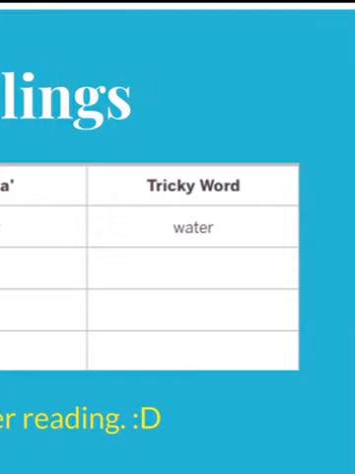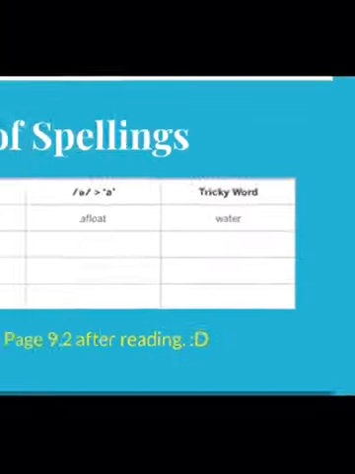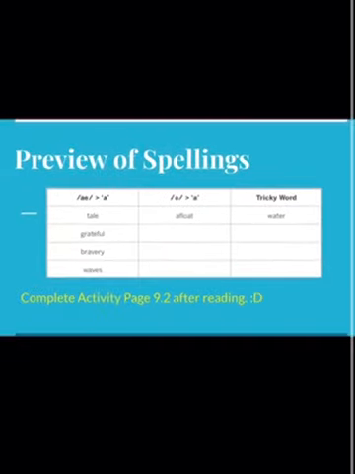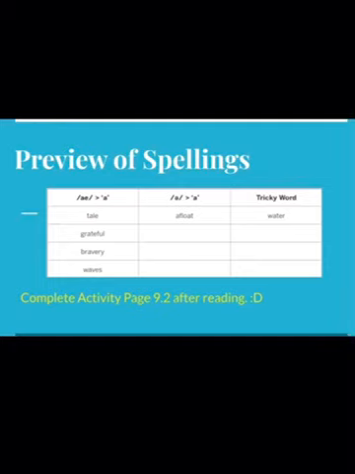Okay, next column, we have a tricky word, water. What might be tricky about that word, water? That A sounds like AW, water. Okay? All right, once you're finished reading, you're going to complete activity page 9.2.